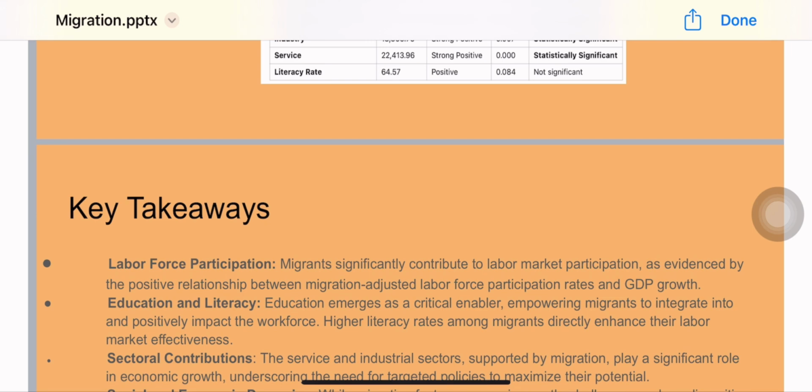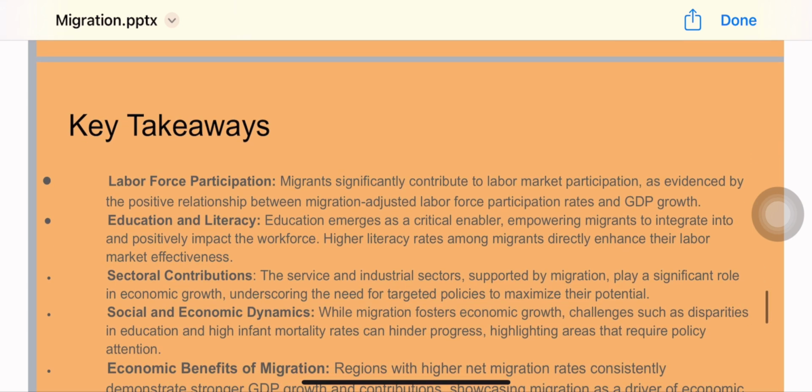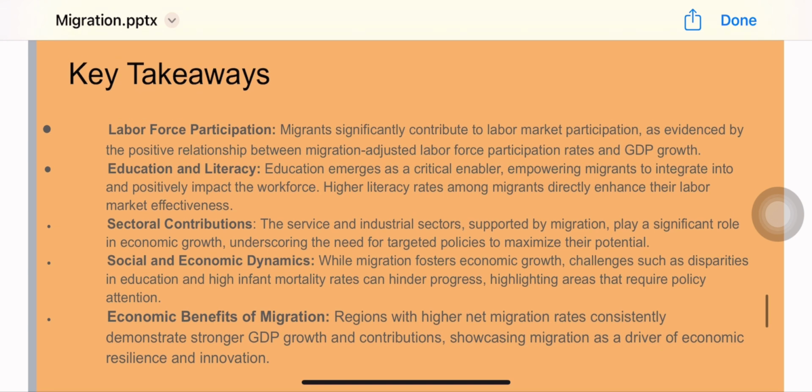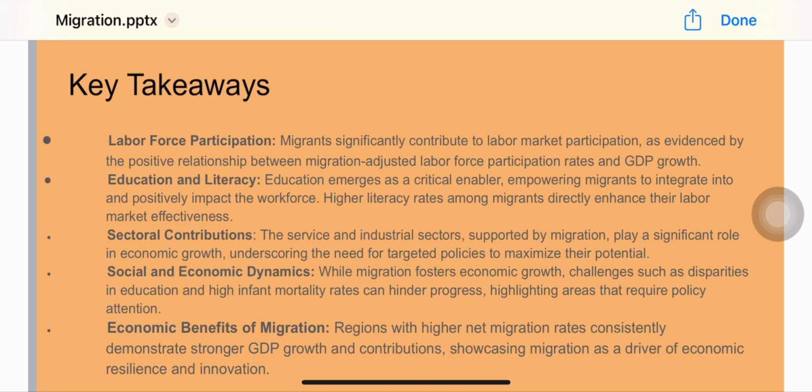And we come to the key takeaways of this whole presentation and conclusion. So the labor force participation: migrants significantly contribute to labor market participation, as evidenced by the positive relationship between migration-adjusted labor force participation rates and GDP growth. And second is education and literacy. Education emerges as a critical enabler, empowering migrants to integrate into and positively impact the workforce. Higher literacy rates among migrants directly enhance their labor market effectiveness.